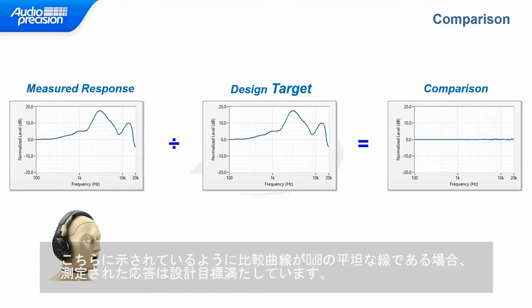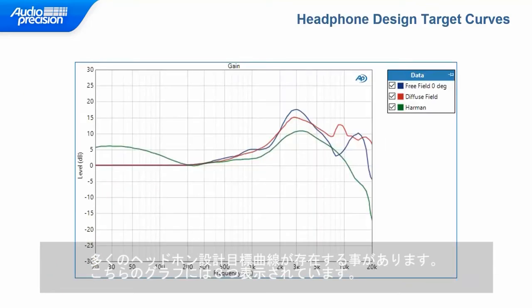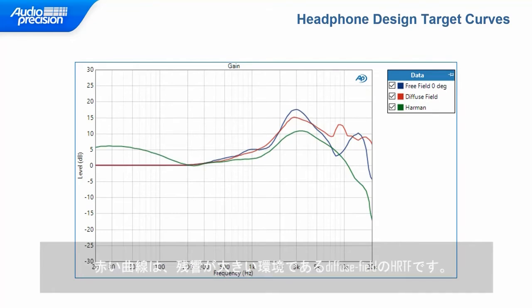If the comparison curve is a flat line at 0 dB, as shown here, the measured response meets the design target perfectly. There can be many headphone design target curves. This graph shows three. The blue curve is the free field 0 degree HRTF we saw previously, which represents a completely anechoic space. The red curve is the HRTF for a diffuse field, an environment that is highly reverberant.